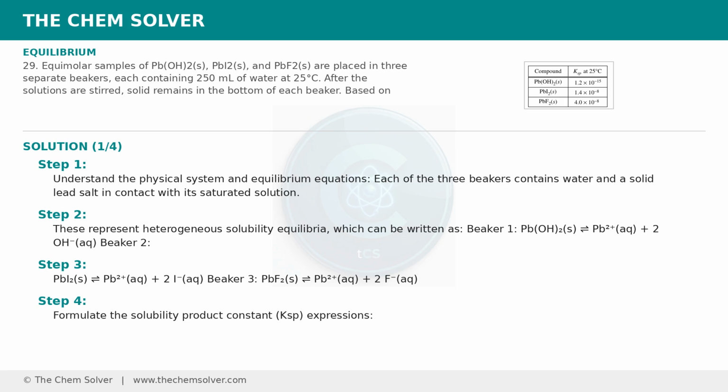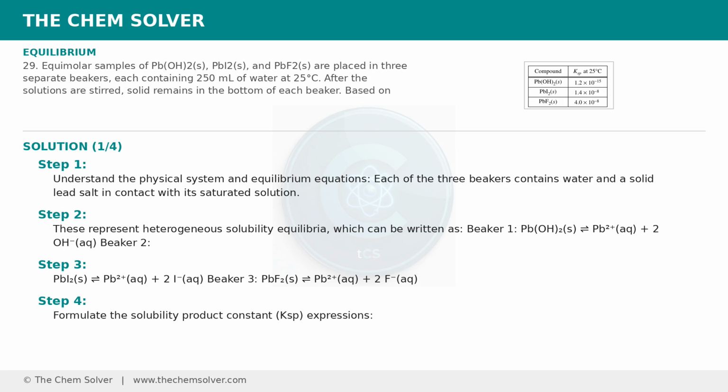Beaker 2, PbI2 is in equilibrium with Pb^2+ plus 2 I^-. Beaker 3, PbF2 is in equilibrium with Pb^2+ plus 2 F^-.